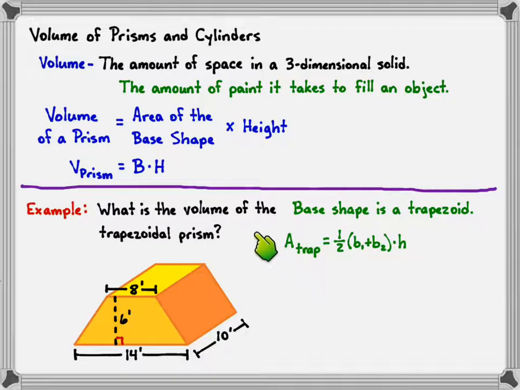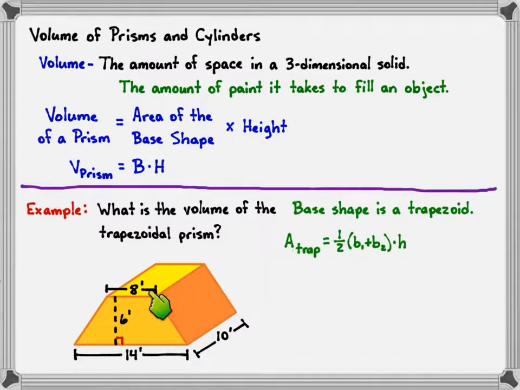Now notice the difference between these bases. This says B, capital B. That means it's the base shape, so the shape is a trapezoid. These are lowercase b's. Those are lengths.